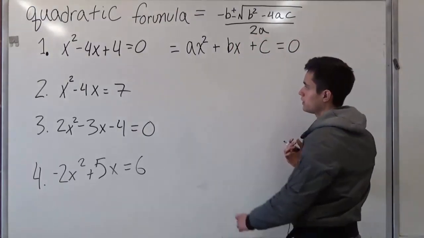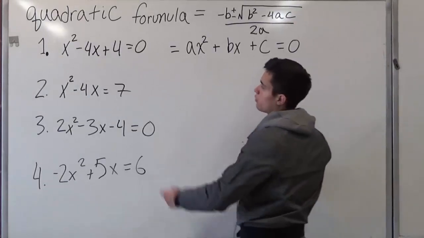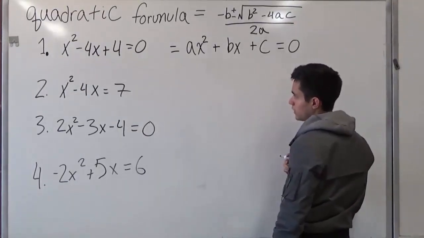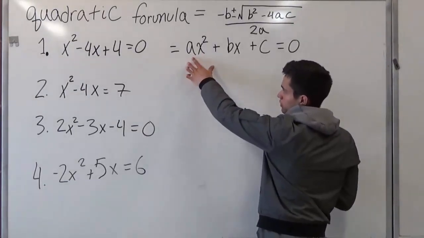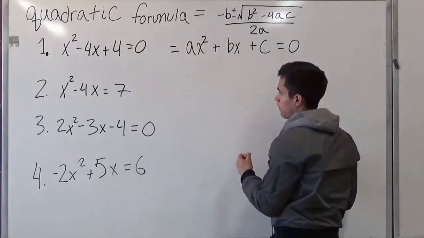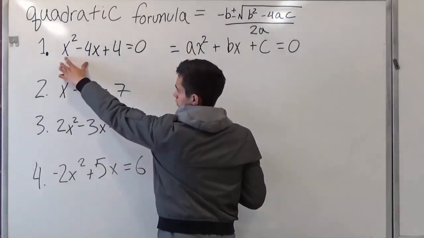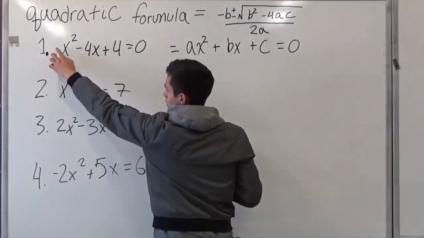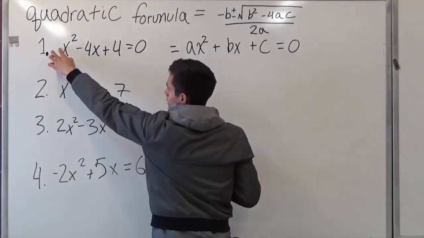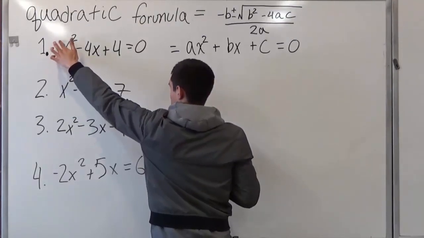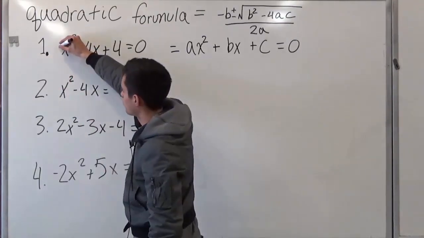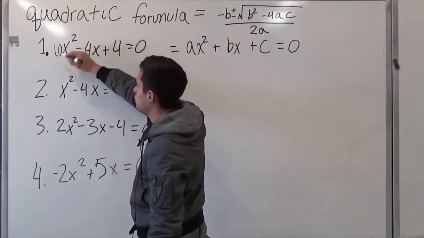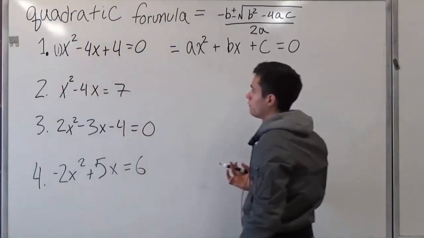So as you can see, let's take number 1 for example. It has a leading coefficient of a. So the leading coefficient, in other terms, is what's in front of this x squared. Whatever is in front of x squared is an imaginary 1.